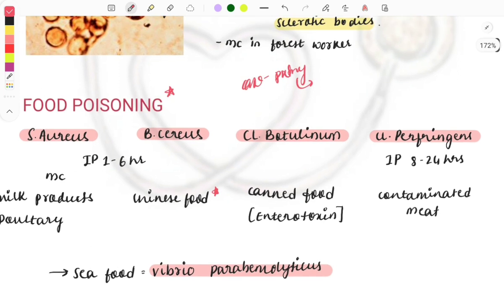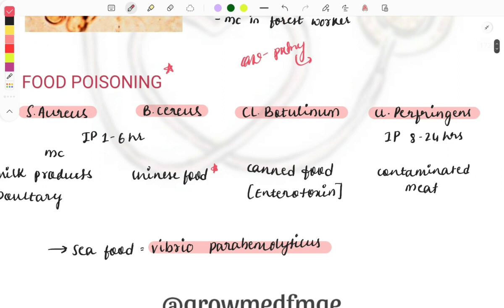Then Clostridium botulinum, so it is canned food, and it is an enterotoxin which causes this food poisoning, and this is mostly seen in canned food, like the foods which are processed and packed. So in those, this Clostridium botulinum is seen.